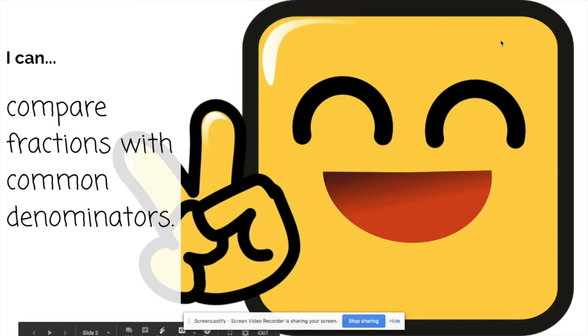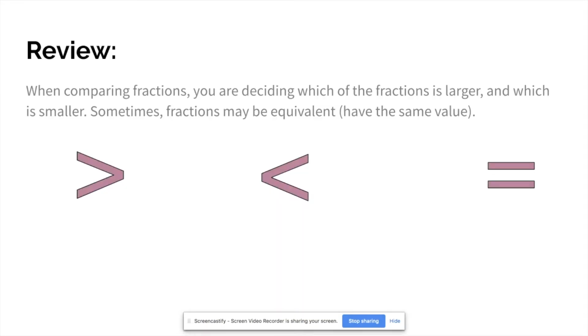I can compare fractions with common denominators. So to review, when comparing fractions, you are deciding which of the fractions is larger and which is smaller. Sometimes fractions may be equivalent or have the same value. These are the symbols that you would use when you're comparing fractions. This is the greater than symbol, less than symbol, and equal symbol if they're equivalent.